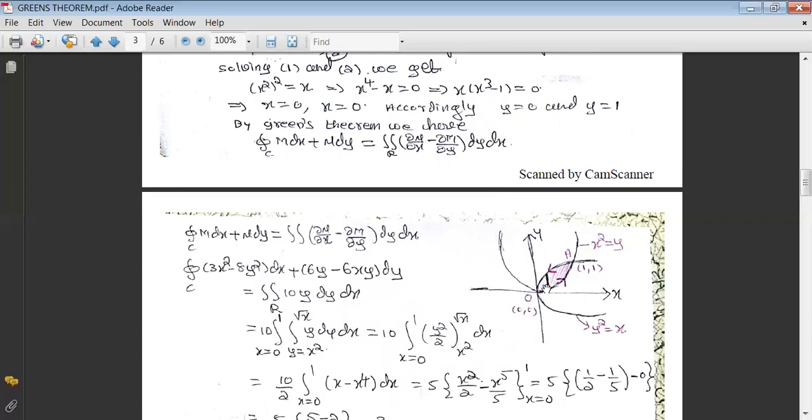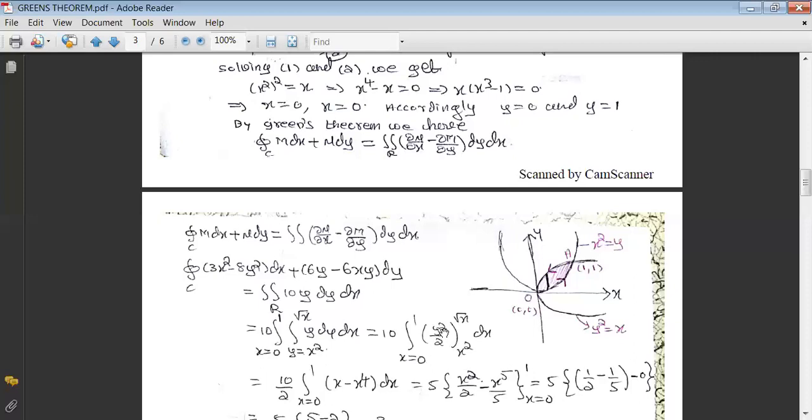And now to cover this region, this strip has to start its journey at this point and it has to terminate its journey at this end. Therefore, when it starts its journey, the x value is 0. When it reaches here, the x value is 1. That's why we can write x varies from 0 to 1. That's why this is 10 times the integration we kept as it is.